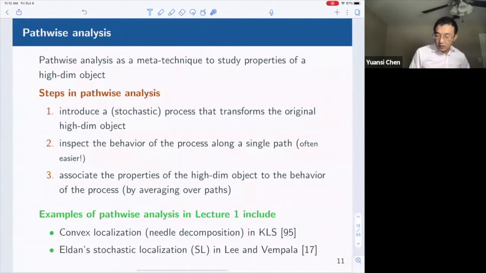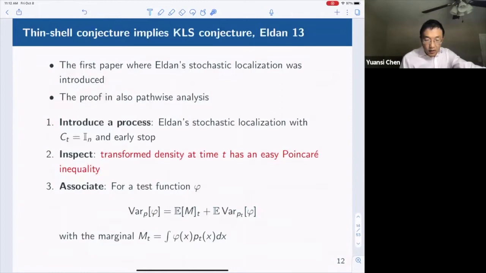In lecture one, we discussed how you can see the convex localization or needle decomposition in the original KLS paper, the 1995 paper, as a pathwise analysis. You can also see Eldan's stochastic localization in Lee and Vempala 2017 as a pathwise analysis. In the thin shell conjecture implies KLS conjecture in Eldan's 2013 paper, where this proof technique was introduced, it is also a kind of pathwise analysis, but slightly different from what we explained last lecture. You still use Eldan's stochastic localization with a control matrix identity, and you early stop the process.